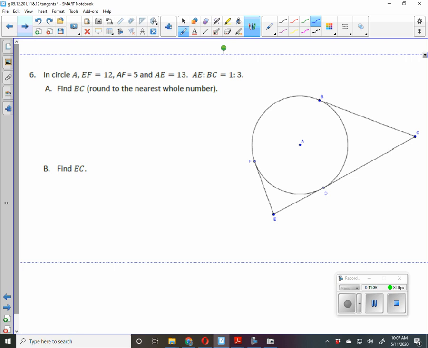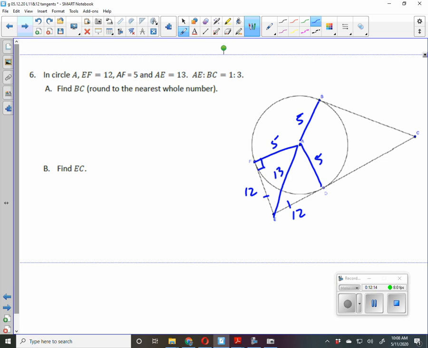I want you to pay attention to the fact that tangents from a same point are going to be congruent, right? So they're giving us some information here. EF is 12. That means this is also 12. AF is 5. That gives me a radius of 5 here. That means this is 5. That means this is 5. So there's information that comes that they don't even have to give it to you. AE is 13. From here to here is 13. There's a 5, 12, 13 Pythagorean triple.